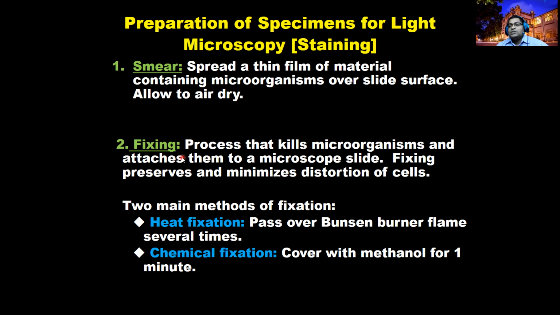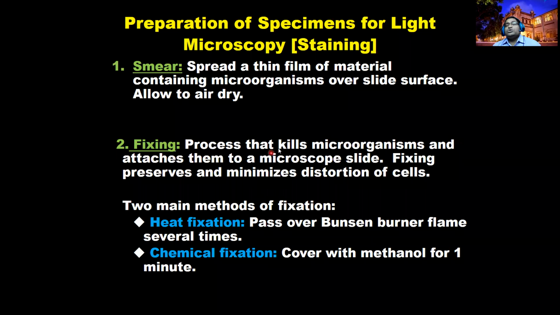Then fixing. Fixing of this microscopic microorganism over the slide: how can you fix it? You move your slide very slowly over the Bunsen burner for one or a few seconds, then it will get fixed, right? It is a process that kills the microorganism and attaches it to the microscope slide. Fixing preserves and minimizes the distortion of the cells. Why you are fixing is for preservation and to minimize distortion, so damage, of these cells, right?